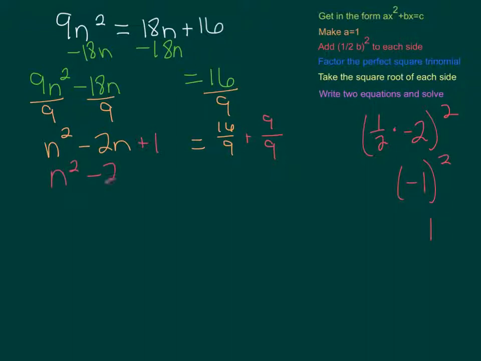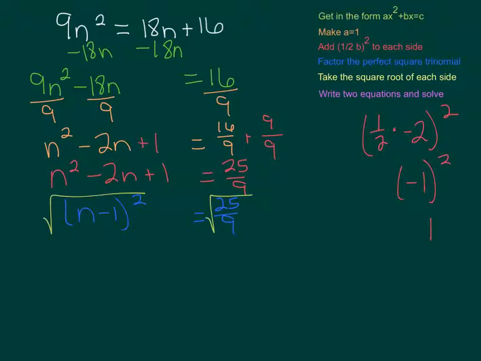So now we have n squared minus 2n plus 1. Add our numerators and get 25 over 9. Now we factor the perfect square trinomial. N minus 1 squared equals 25 over 9. And we take the square root of each side. So n minus 1, and since they're both perfect squares, that would be 5 over 3, and then we need a plus or minus.